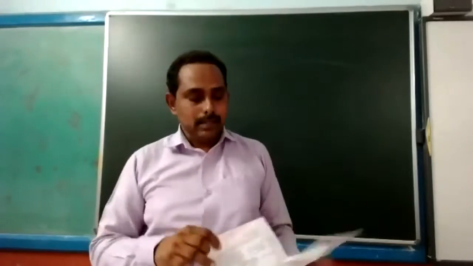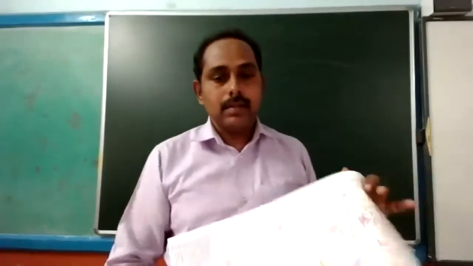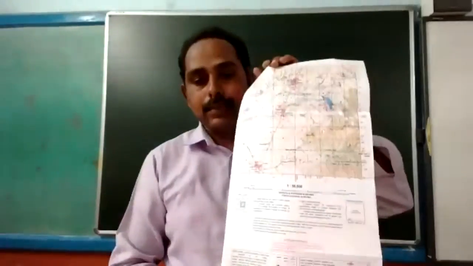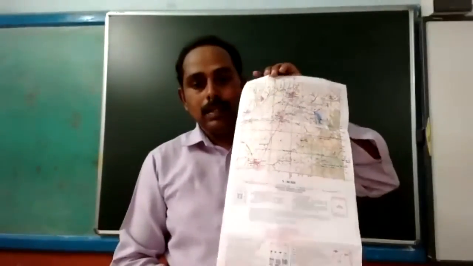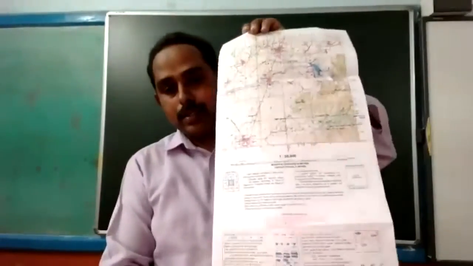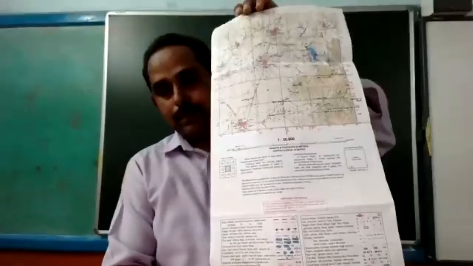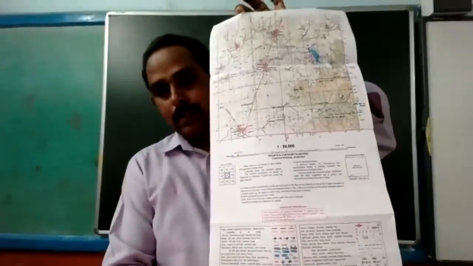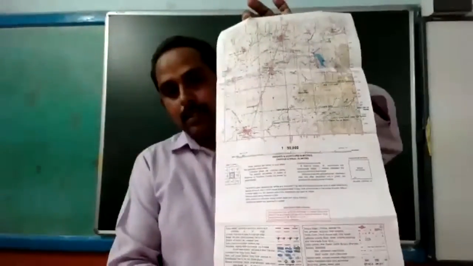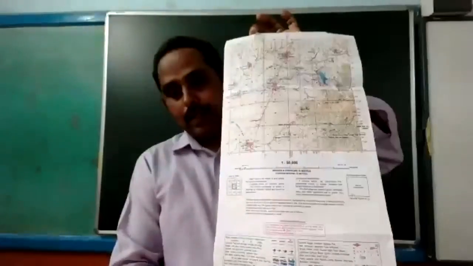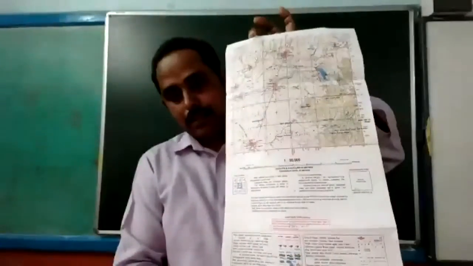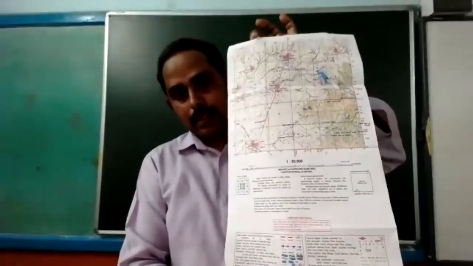Before starting the revision, let me introduce your topographical sheet, which you get at your exam time. This is the sheet you are going to get. I think you can see. It is a little lengthy sheet where the map areas are given with the grids, with the easting and the northing.